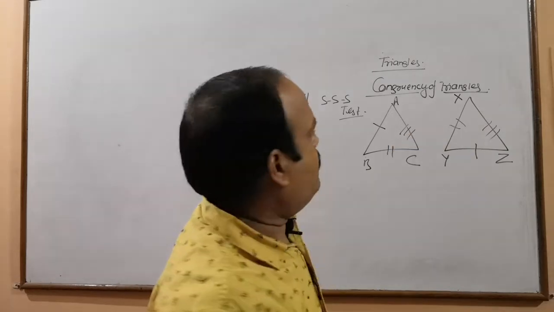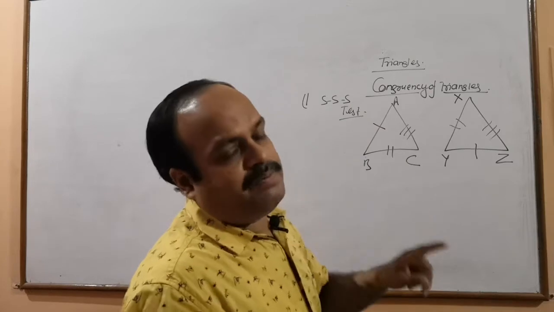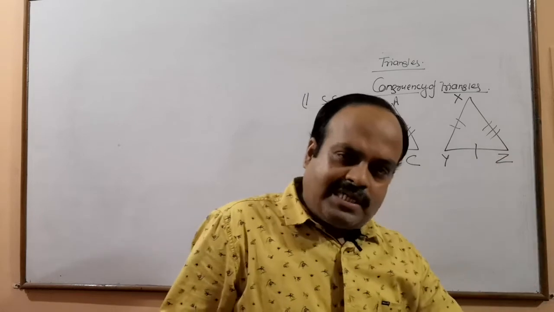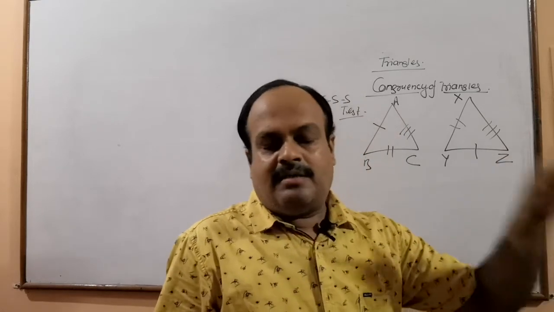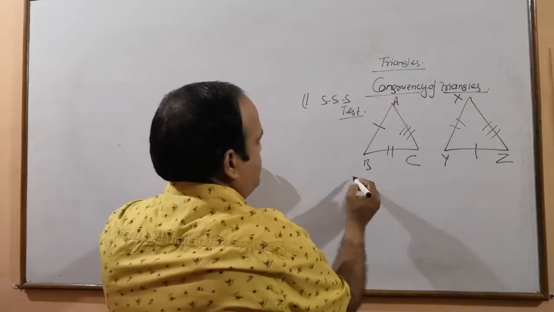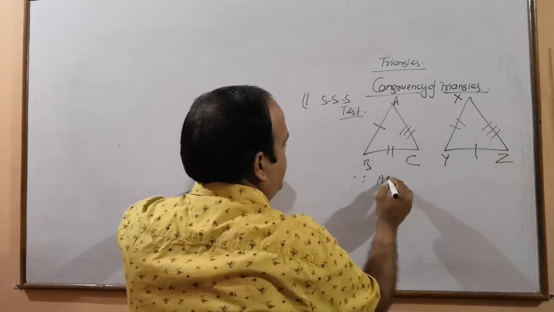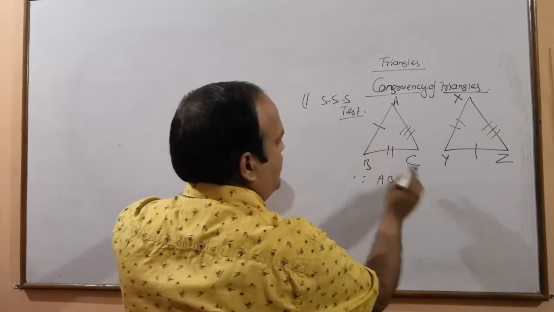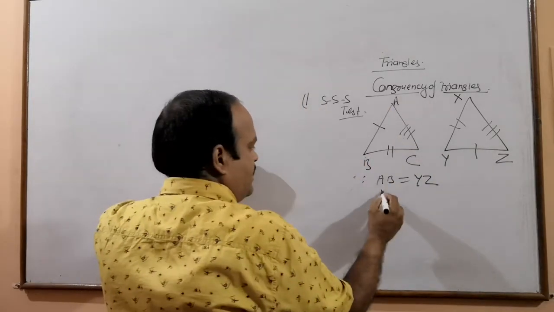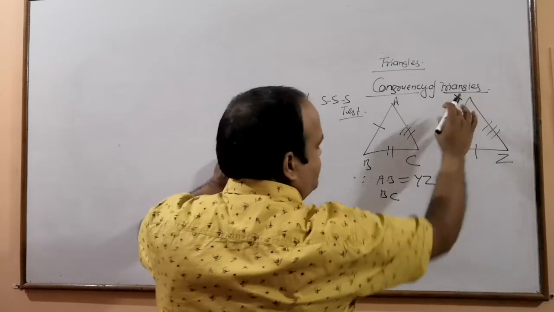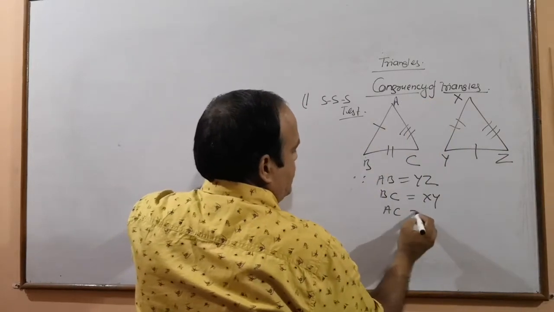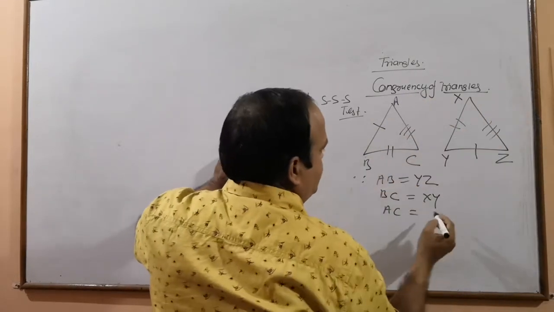Angles will also be equal. So this test says that if in 2 triangles the 3 sides of one are equal to the 3 sides of the other one by one, then the triangles are congruent. So here look at the diagram, you will be writing, since side AB is equal to side YZ, side BC is equal to side XY, side AC is equal to side XZ.